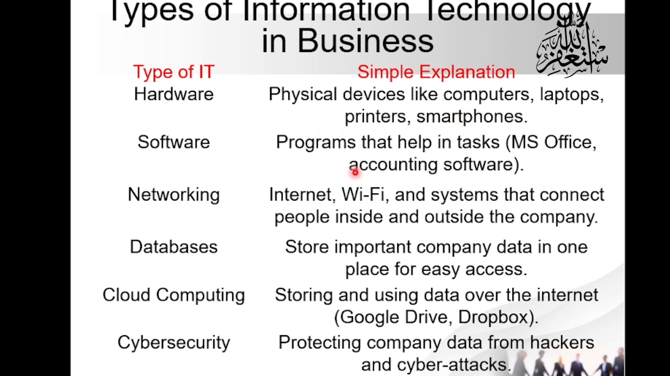Software is intangible, meaning it is not in physical form. For example, programs that help in tasks, like Microsoft Office, accounting software, or Excel. Next, networking: internet. If there is no internet, you cannot have networking, like Wi-Fi and the systems that connect people inside and outside the company.